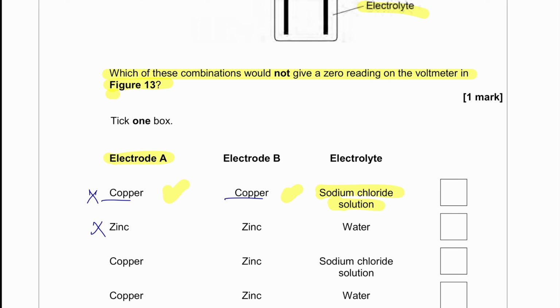All right, copper and zinc. When we consider copper and zinc, there will be a potential difference, so the voltmeter will give a reading. So copper and zinc with sodium chloride. We did not choose water because water is not a good conductor of electricity, whereas sodium chloride solution is a very good conductor of electricity. All right, next.